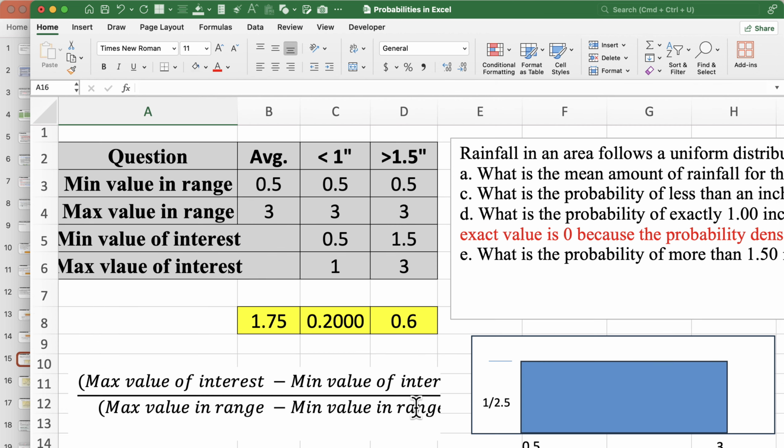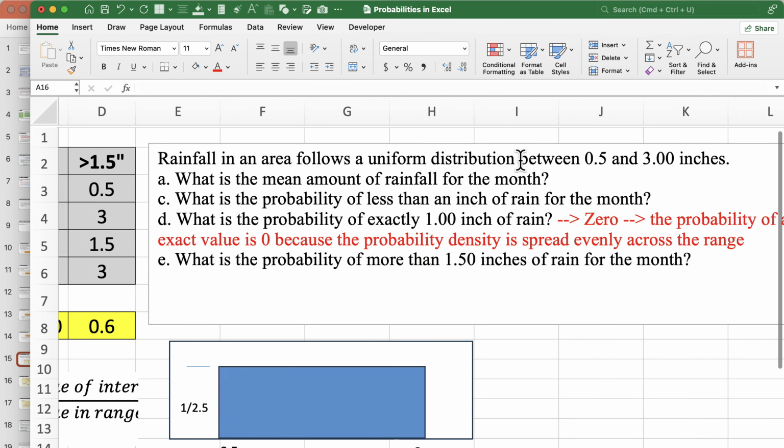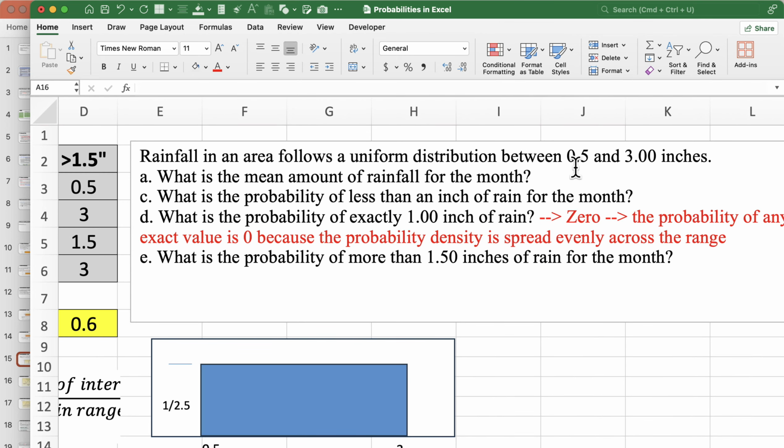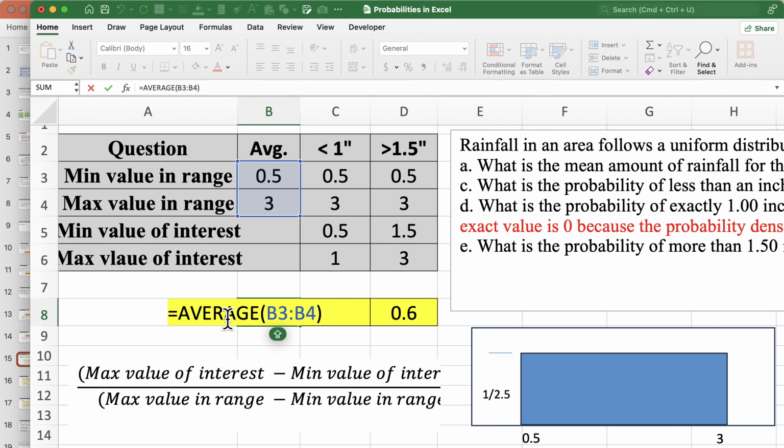Here is another example of uniform distribution. Rainfall in an area follows a uniform distribution between 0.5 and 3. Now that is the range that has been given, that's our starting point. What is the mean amount of rainfall? And we know mean is the average of these two, which means 0.5 plus 3 divided by 2. So 3 plus 0.5 will be 3.5. 3.5 divided by 2, that should be the mean. So here we can see minimum value was 0.5, maximum value is 3, and if we take the average, as you can see, the average of these two, that is 1.75.